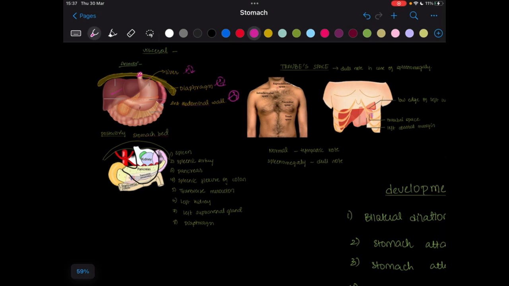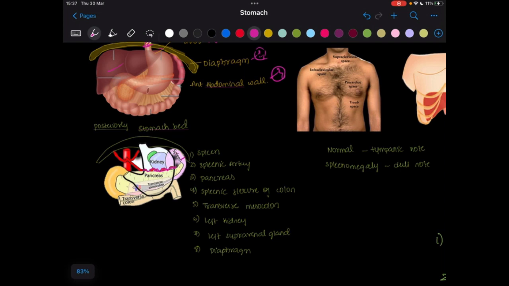So in the stomach bed, you have the spleen, and you are also able to see the splenic artery right here. And after that you are able to see the pancreas, and also the transverse mesocolon, the left kidney and the left suprarenal gland, and also the splenic flexure of the transverse colon.